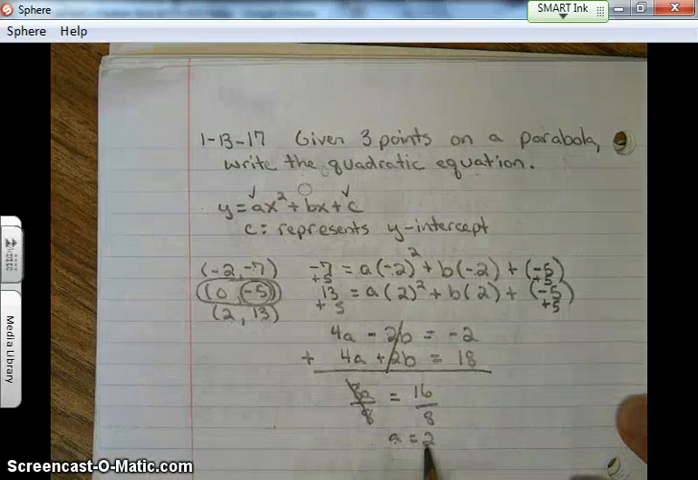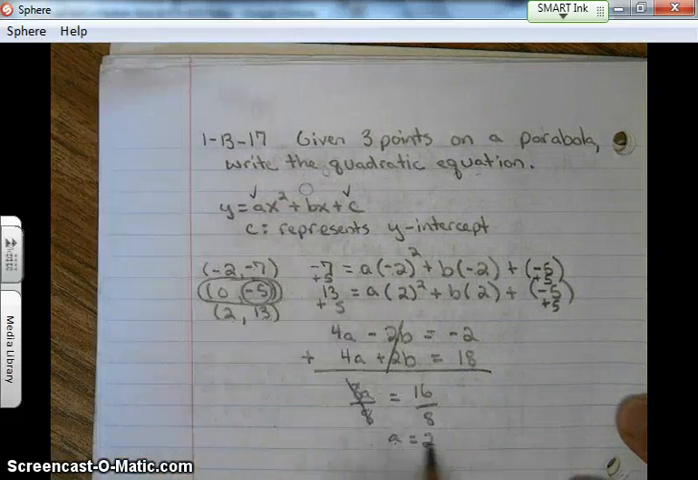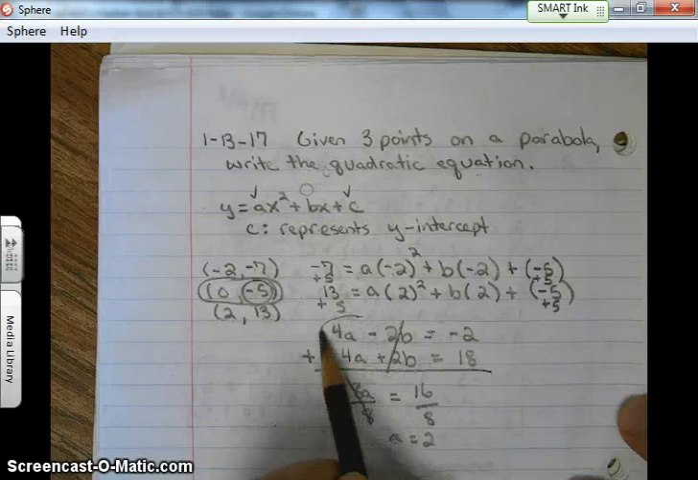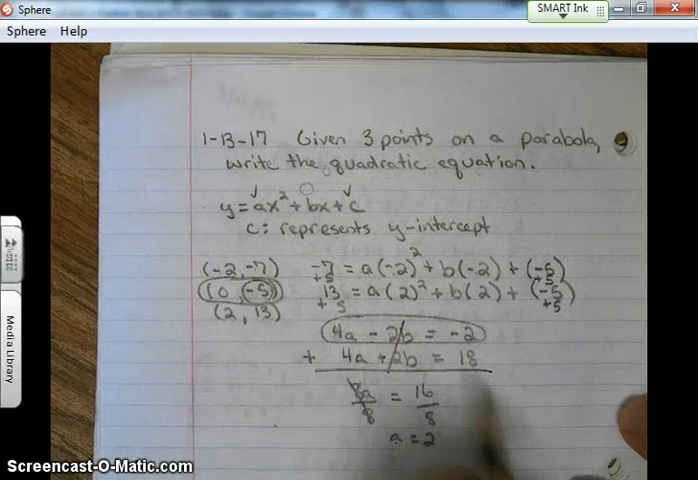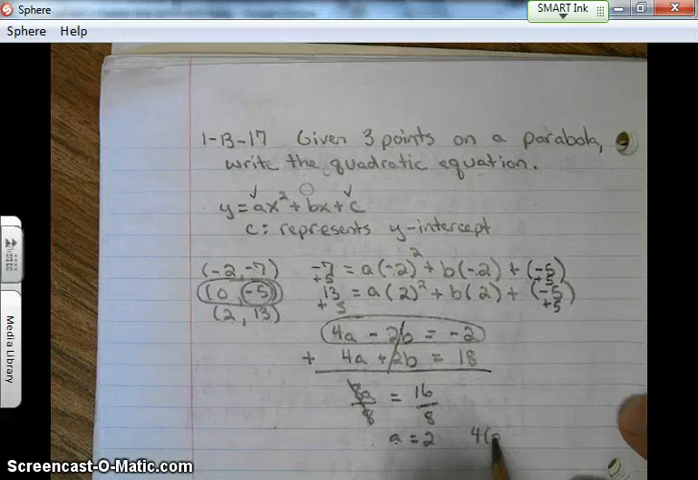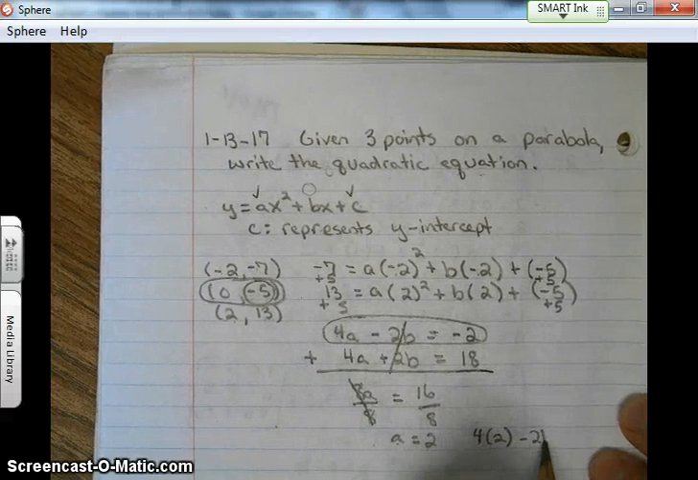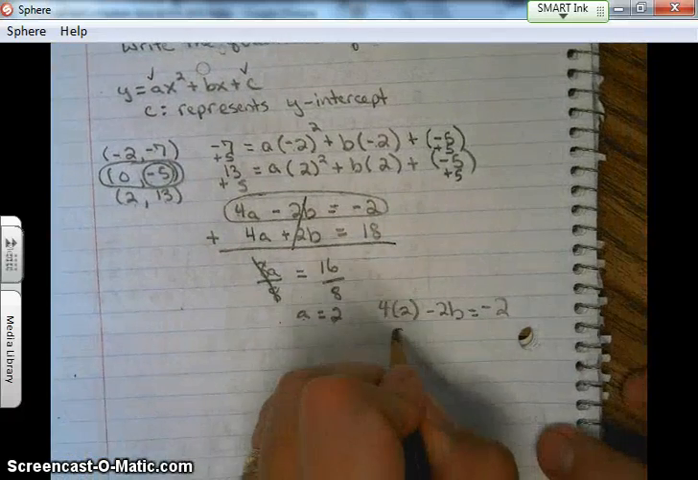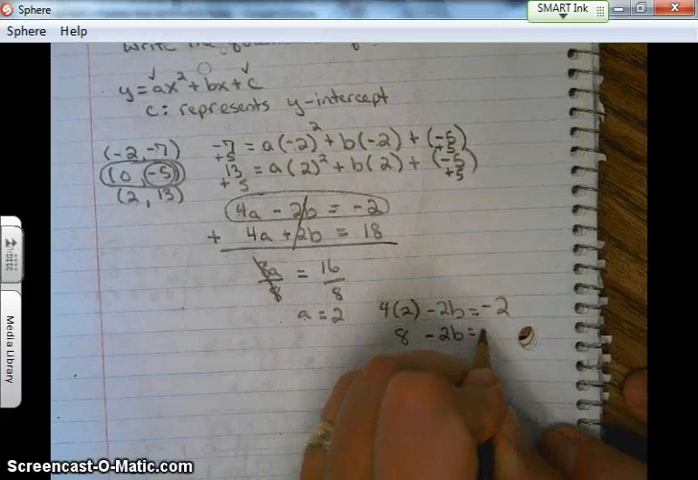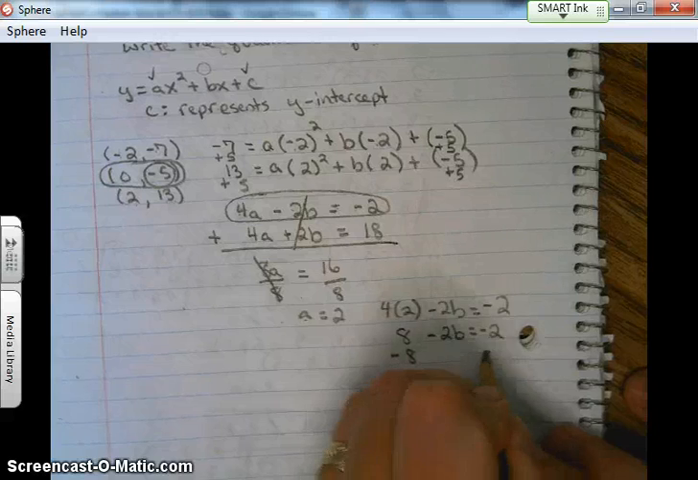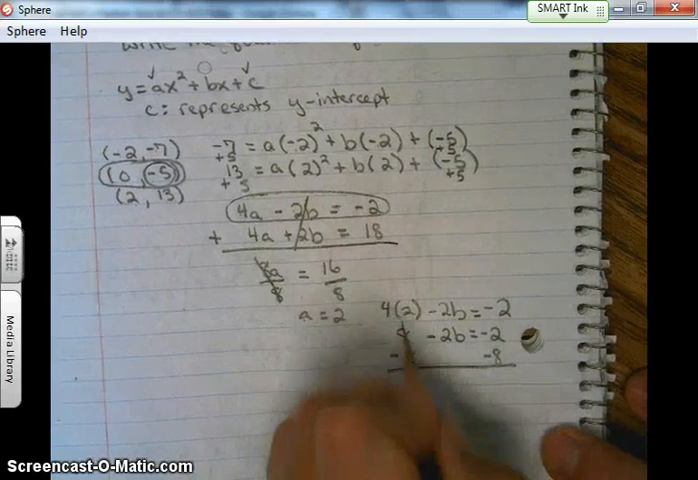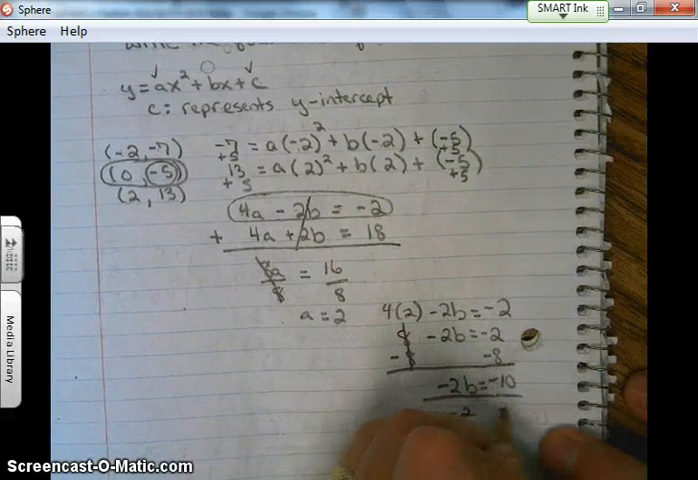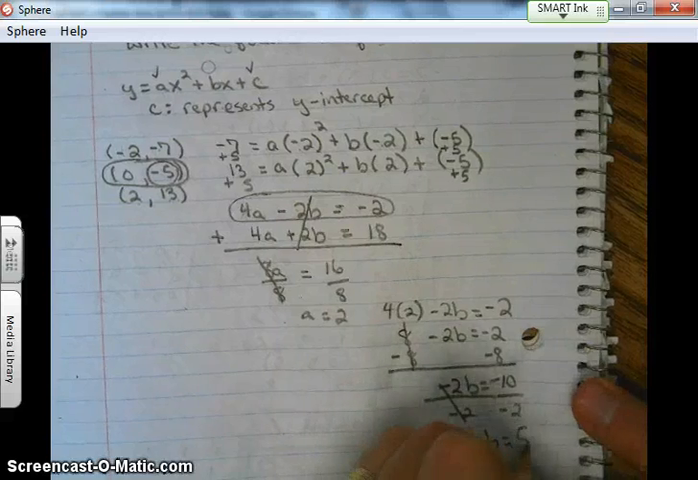So let's go ahead and plug 2 in. I'm just going to go ahead and use this equation right here. So 4 times 2 minus 2b equals -2. 8 minus 2b equals -2. Subtract the 8. Divide by -2. So now we know b is equal to 5.